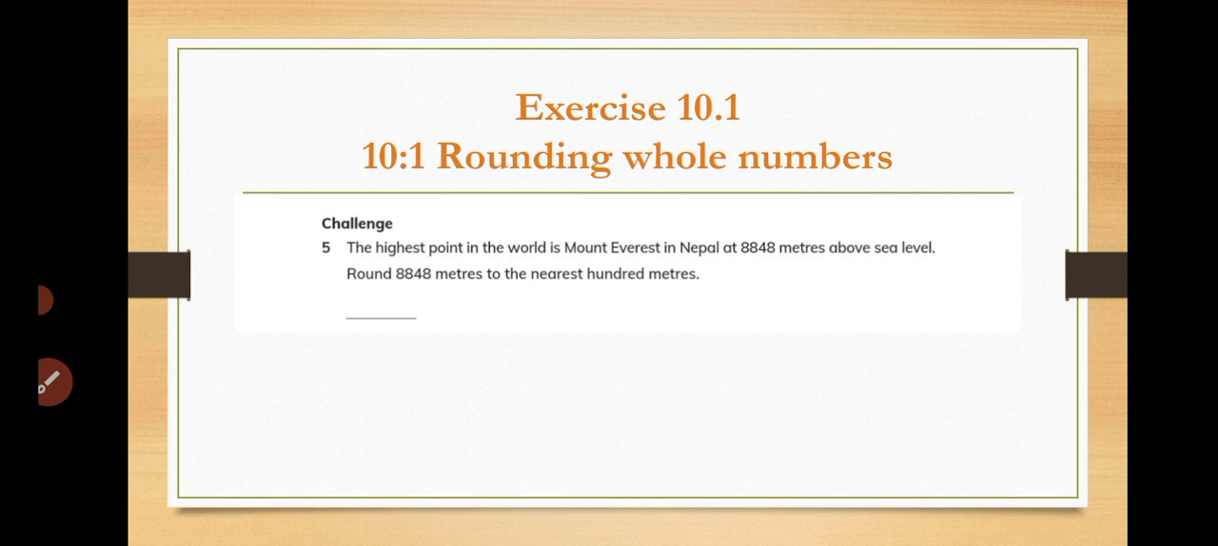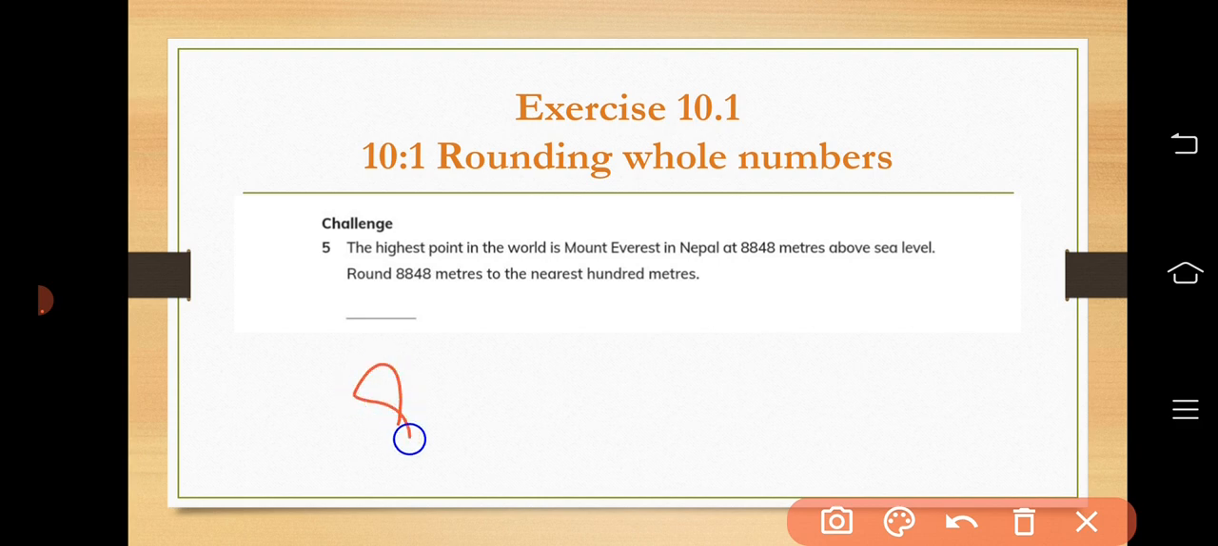Question number 5. The highest point in the world, Mount Everest in Nepal, is at 8,848 meters above sea level. Round 8,848 meters to the nearest 100 meters. So they say the highest point of Mount Everest in Nepal is at 8,848, and we have to round this number to the nearest 100.